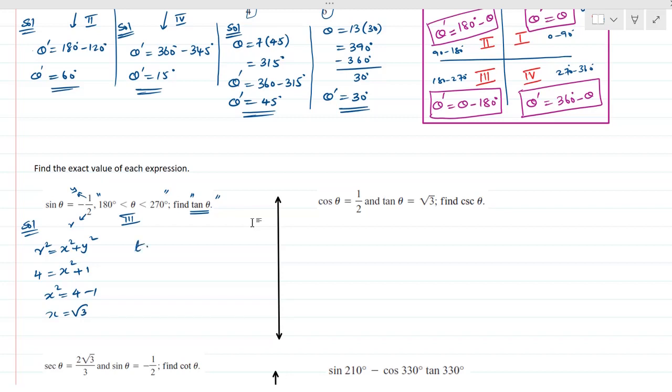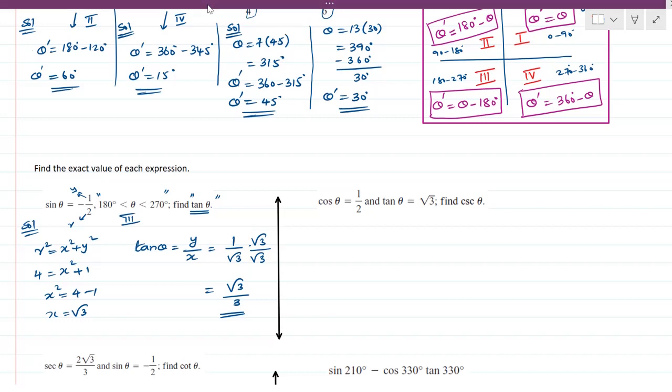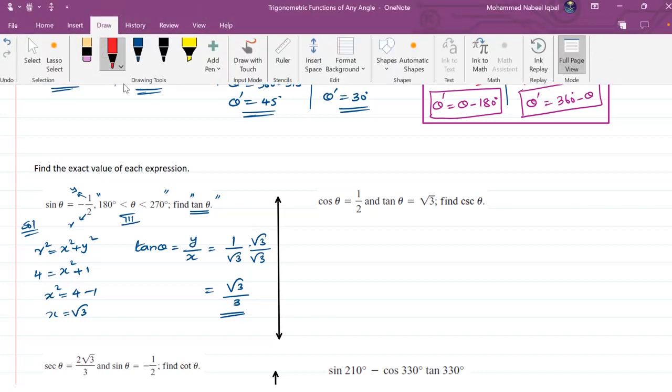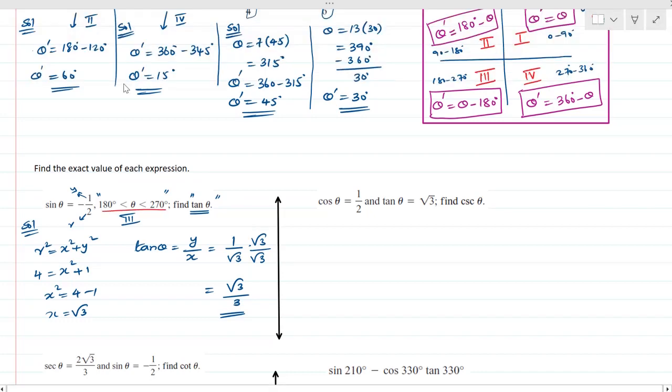What is tan theta? Tan theta is equal to y over x. Y value is 1 over root 3. I have to rationalize, root 3 over root 3, which is equal to root 3 over 3. But since it is in the third quadrant, tan is positive already, it is all S T C. So therefore it is positive. I will leave it as it is.